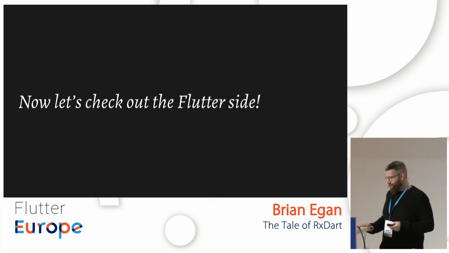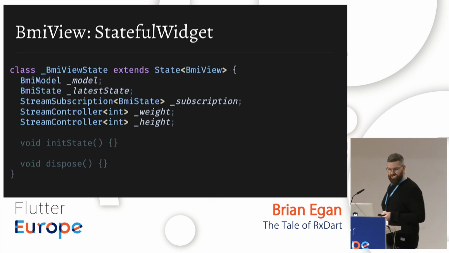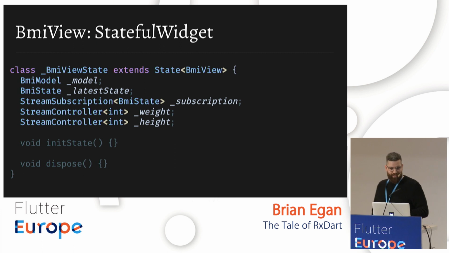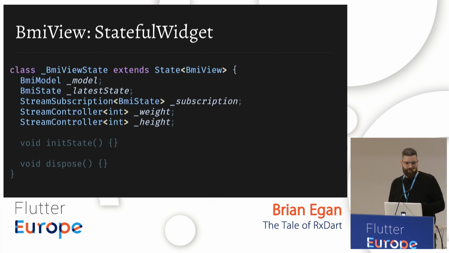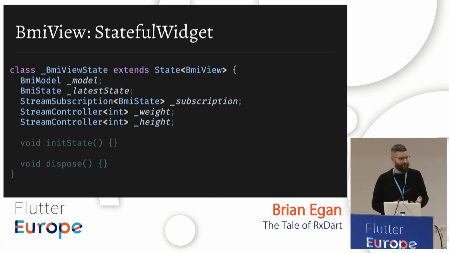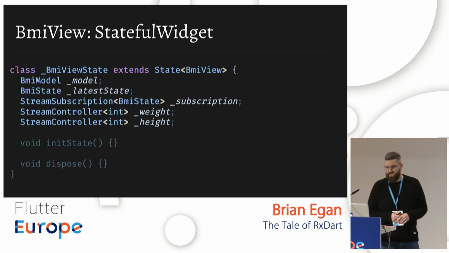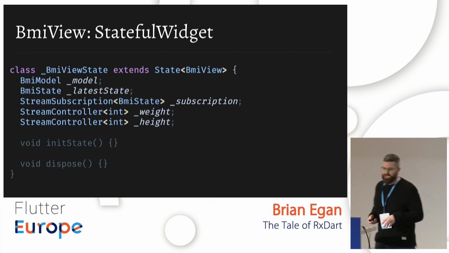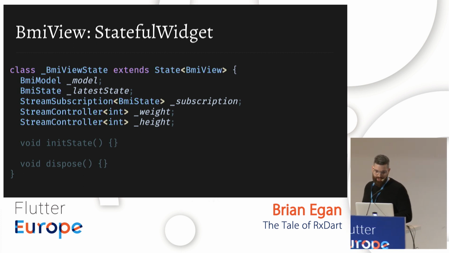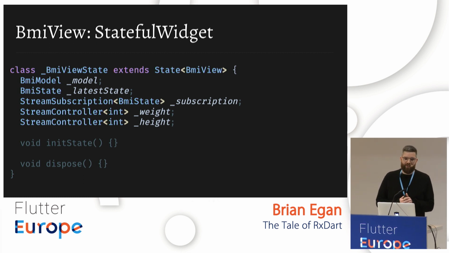But let's check out the Flutter side now. Like I said, this is early 2017. Unfortunately, there was no StreamBuilder. So the way you would have to work with streams at this point was your classic stateful widget, right? You would create a state object, and in there you would have to store a bunch of variables. You'd have to store the model. We'll just go ahead and create the model. But the important thing is that you would really have to keep track of the latest state.